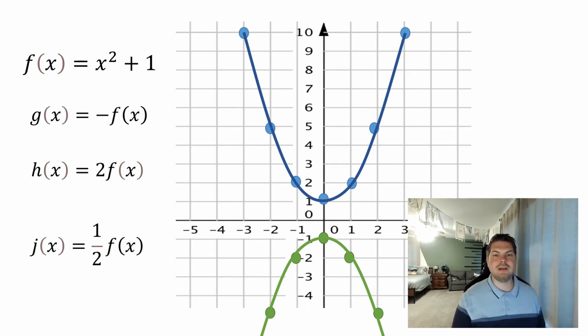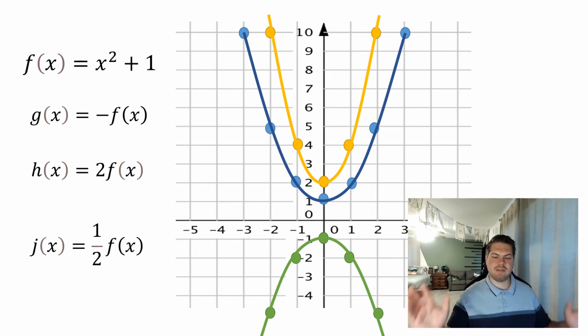Now let's look at it when it's times 2. So we have 2, 4, and then 10. So it looks more like this. So notice the graph compressed. It became smaller, if you will.